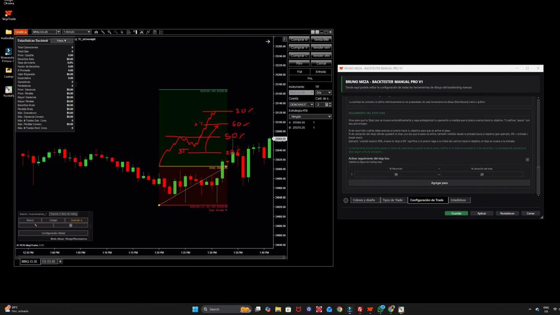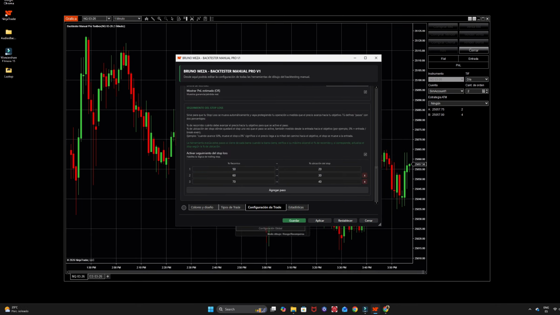And something very important, the tool does not evaluate these steps in the middle of the candle, but at candle close. That means each step is considered fulfilled only when the bar finishes and closes, and only then is the stop-loss movement applied. Once you have your trade types configured, then you are ready to start doing your backtesting.